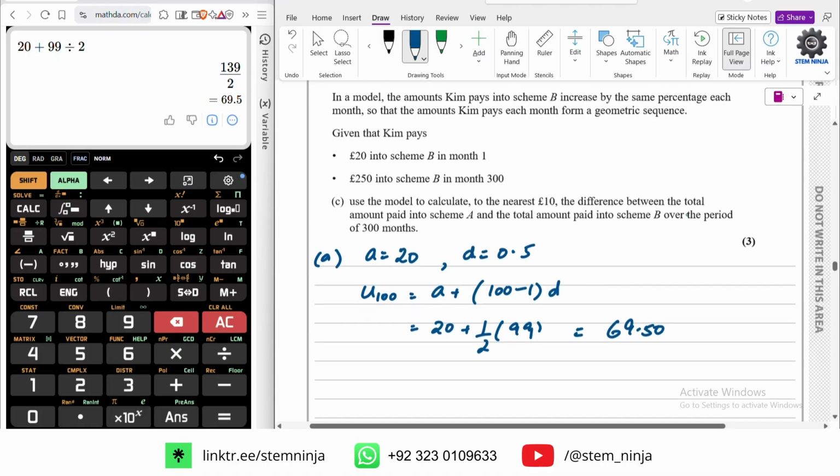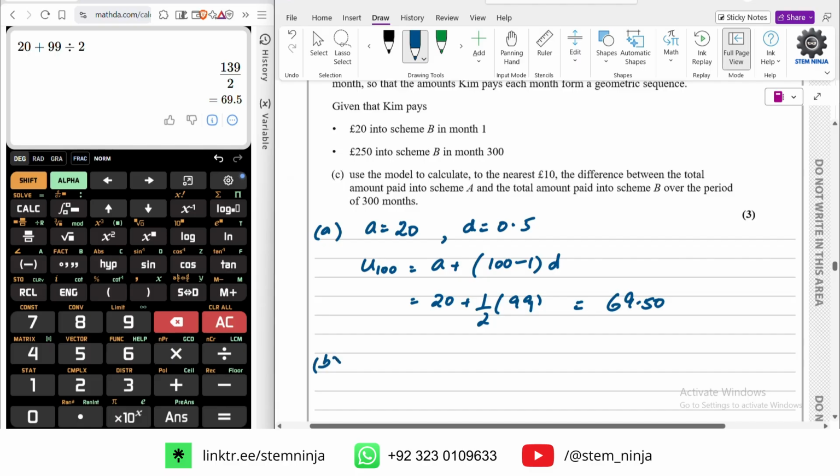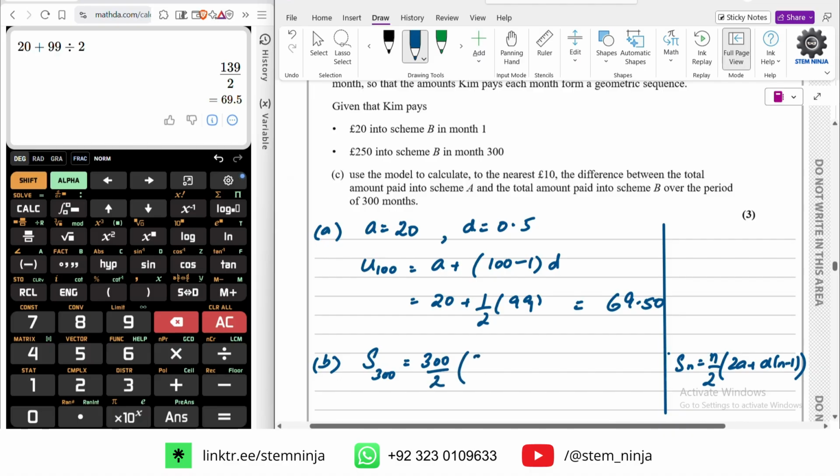Sure. Okay. Right. Find the total amount that Jem pays in the scheme A over a period of 300 months. So that means we need the sum of the first 300 terms. So we know the formula. Let's write over here just for reference. So Sn is n over 2, 2a plus d times n minus 1. So 300 divided by 2, 2 times 20 plus 0.5, 300 minus 1.